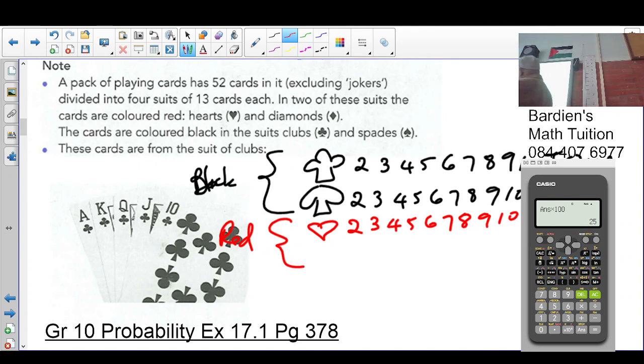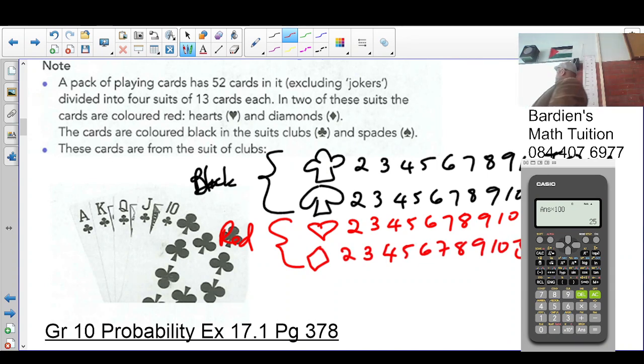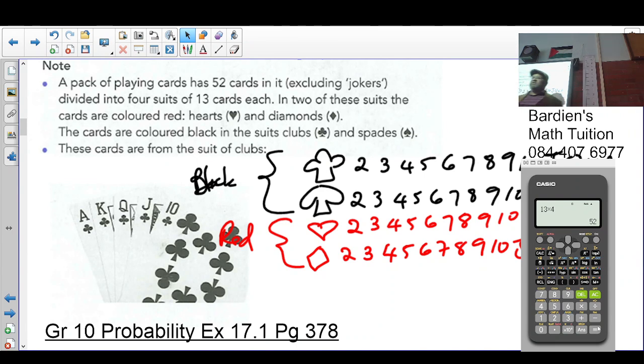Then you have diamonds. 2, 3, 4, 5, 6, 7, 8, 9, 10, Jack, Queen, King, and Ace. People, there are 26 red cards. Okay, and then there are 26 black cards. How many cards are there in total so far? 52. 13 times 4. 52 cards in total.